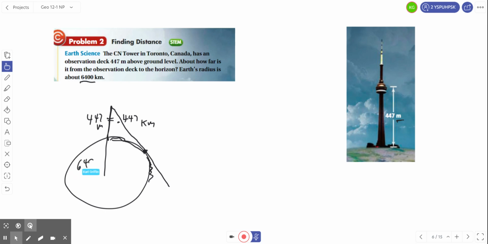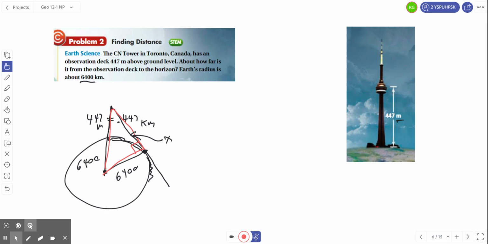This is 6,400, and this is 6,400. And what's important to notice here is that this triangle is a right triangle. So what we're interested in finding is this distance, and we'll call that x.